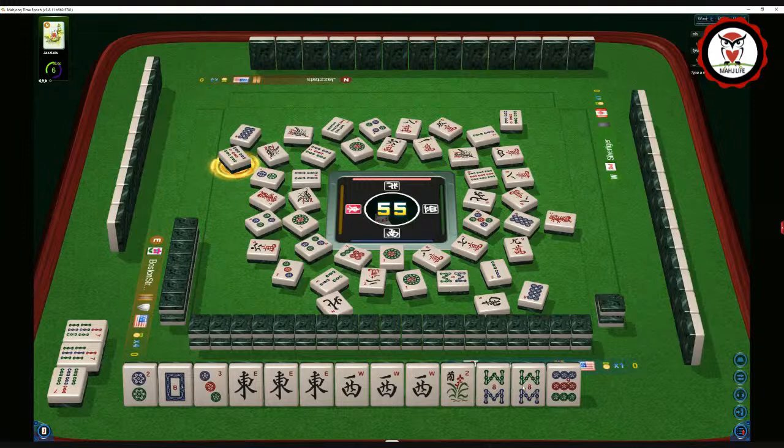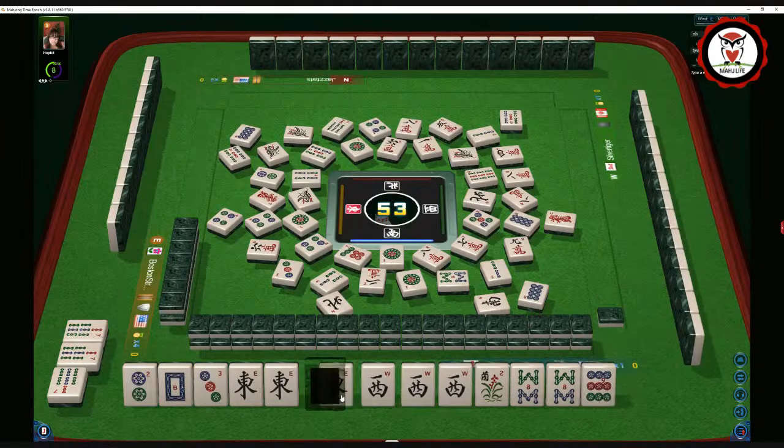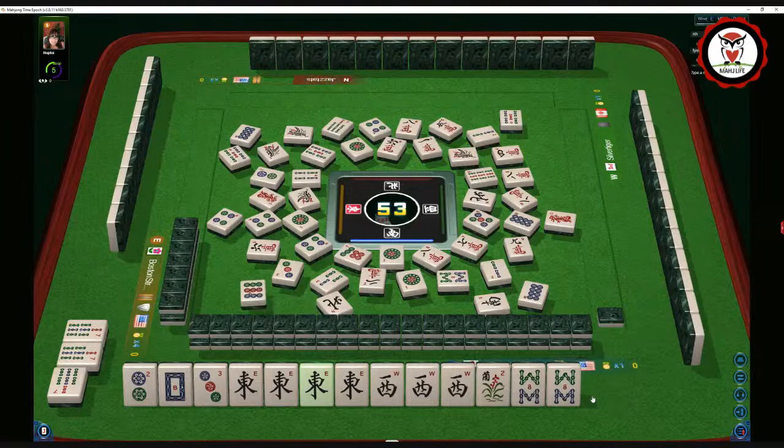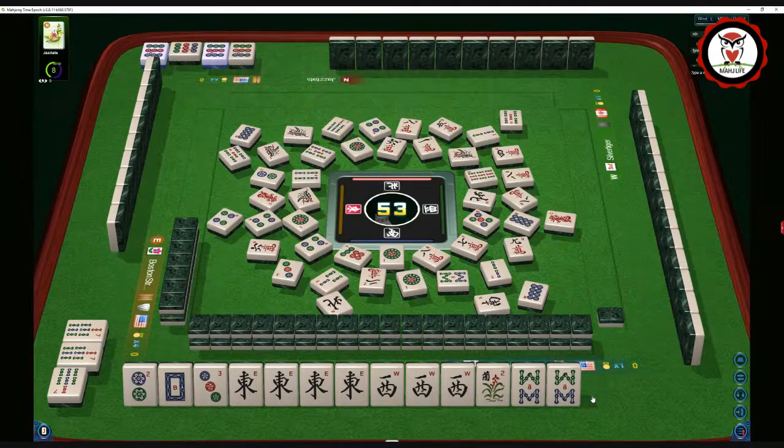The 8 bam we don't need. Some people might think, oh, joker bait, but it was discarded and nobody wanted it. 4 dots. So there's a keeper. What we need in here is a 2 dot or a flower. 9 dots. Pung. We have to draw those to get ready. Red dragon. We could Kong the west, which I would do if it goes down.